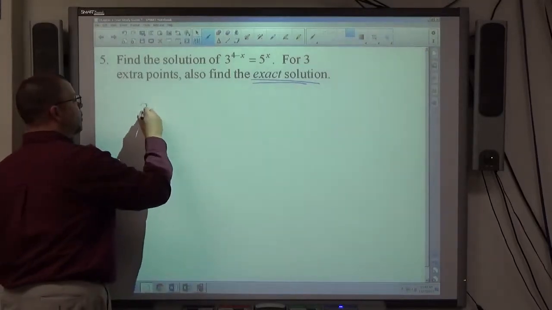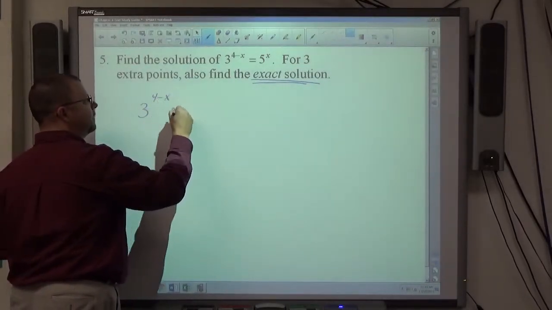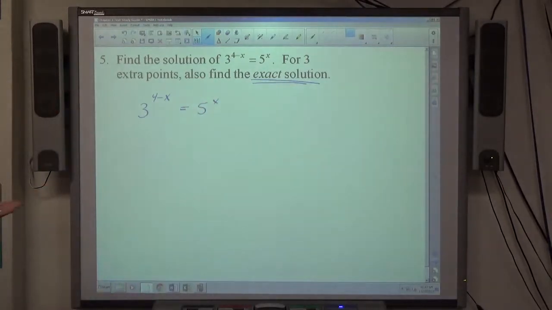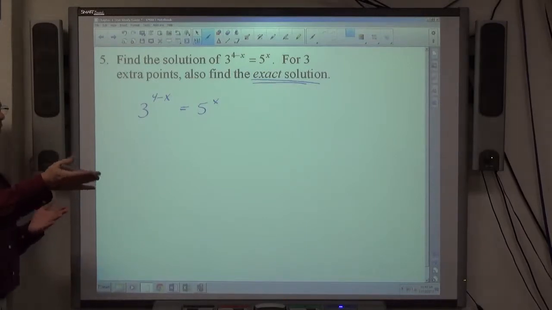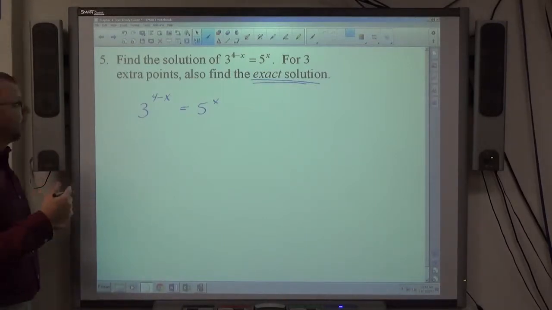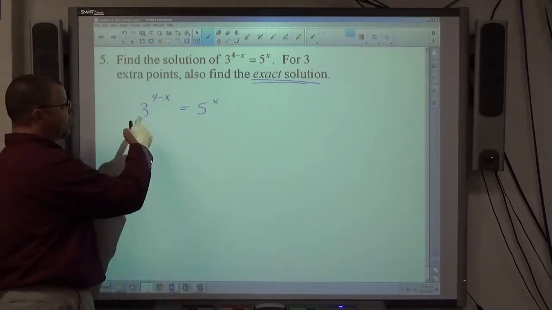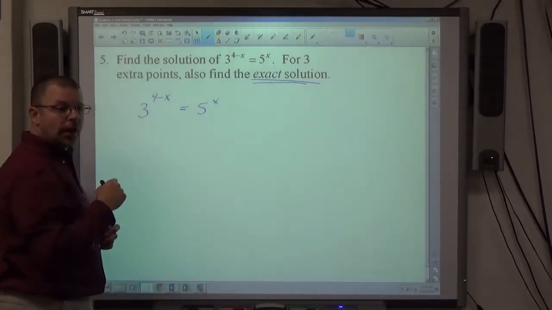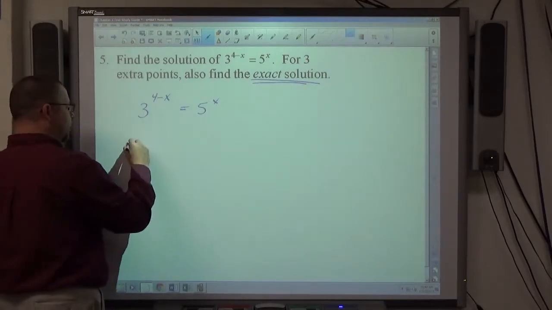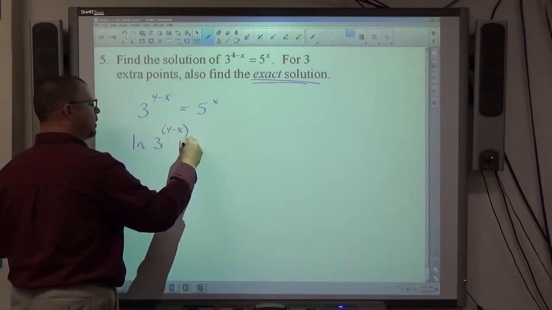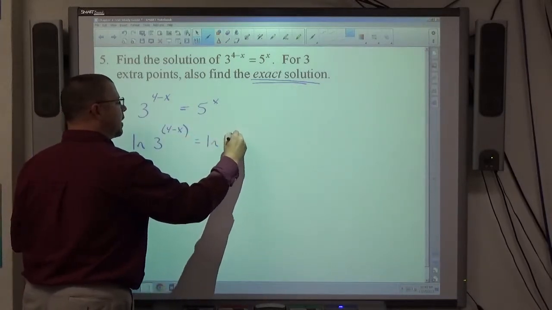We're going to start off with our exponential function. And the 3 and the 5 are the bases. I can't make 3 to some power equal 5 or 5 to some power equal 3. So I can't use the equality of exponents theorem, is what it was called. So what I have to do is I have to log both sides. I can do log or ln. Again, I prefer ln. So I'm going to do ln of 3 to the 4 minus x power equals ln of 5 to the x power.